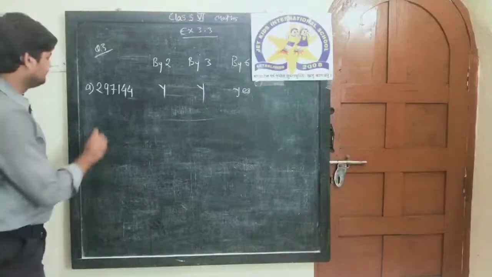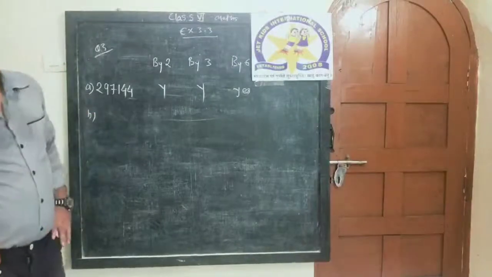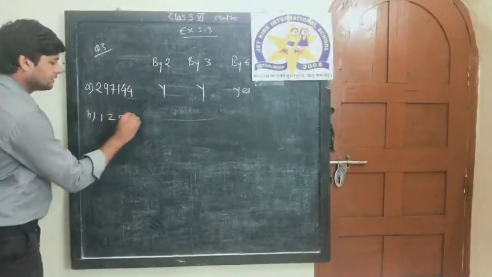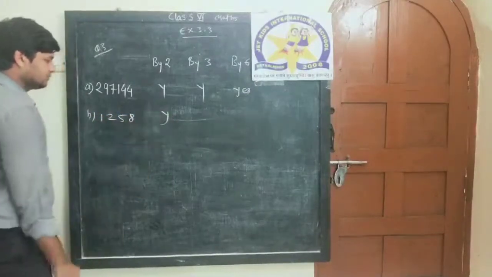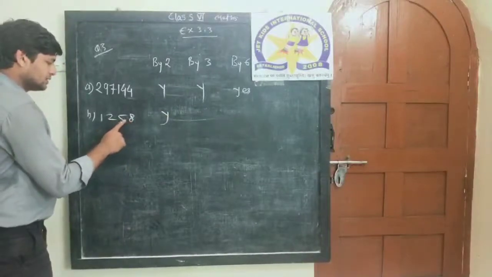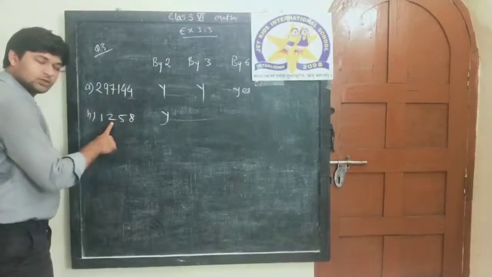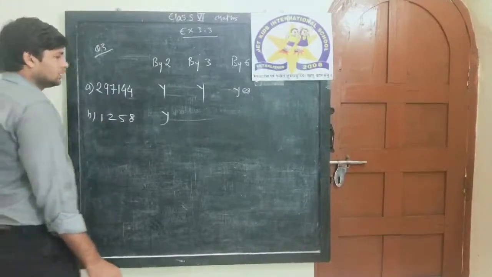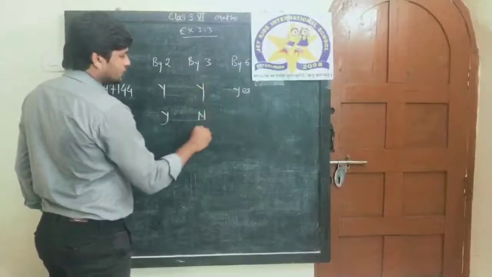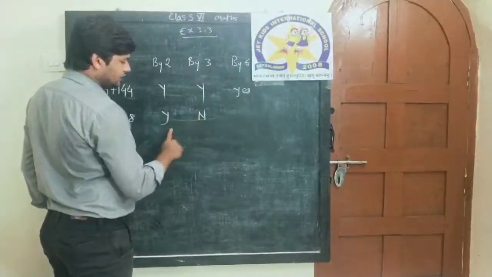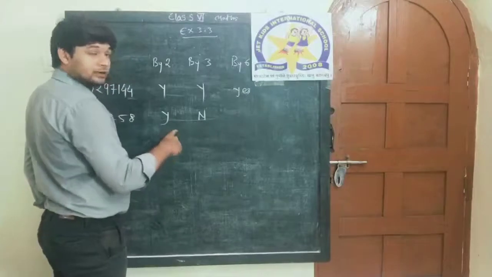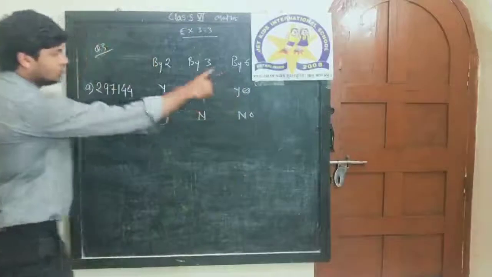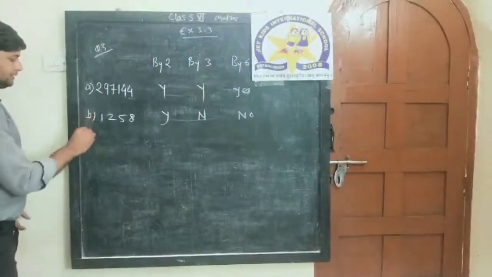1258, very simple. B is 1258. Yes, 8 is here. Then 8 plus 5, 13 plus 2, 15 plus 1, 16. 16 is not divisible by 3. Okay, so here we do not have yes at both the places, we cannot write yes over here. Okay, hope you are getting it.